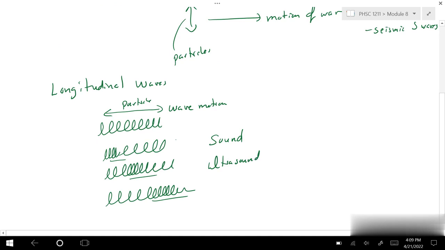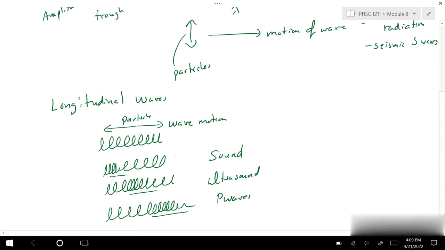Sound is a great example of longitudinal waves. Ultrasound. So in one of the next modules, we'll talk about sound and really get into sound and ultrasound, and basically get into these longitudinal waves. And then remember I mentioned that earthquakes have P waves and S waves. So earthquakes produce both types of waves, these longitudinal and these transverse waves.